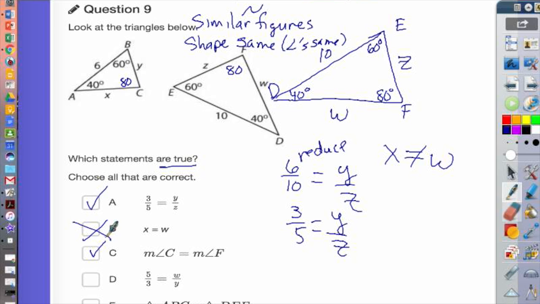Finally, 5 over 3 equals W over Y. Okay, well, here's W. It's between the 40 and the 80 degree. This Y is between 60 and 80. That's not in the right position. We can't compare those two things. And finally, are the triangles similar? Yes, we've already shown that they have the same angles, the shape is the same, so that's true. That was a really difficult question to get all 3 out of the 5 right.